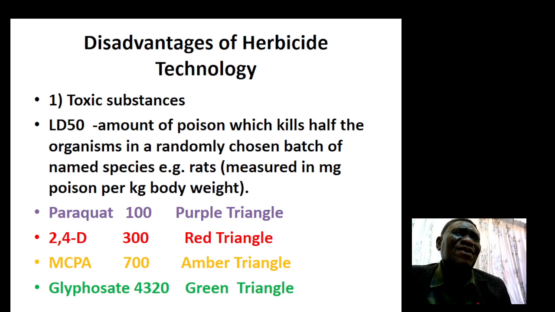Paraquat has got an LD50 of 100. We represent it with a purple triangle. It's very toxic. 2,4-D 300, LD50, red triangle, MCPA 700, amber triangle, glyphosate 4,320. This one is less toxic, a green triangle. So this information should be available to any person using the chemical.